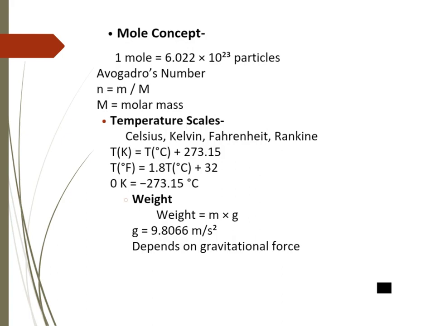The next is weight. Weight is the force exerted by gravity on the body. So W equal to M into G, where G equal to 9.8066 meter per second square. Weight depends on gravitational acceleration. So these concepts are fundamental for solving numerical problems in bioprocess engineering calculation.